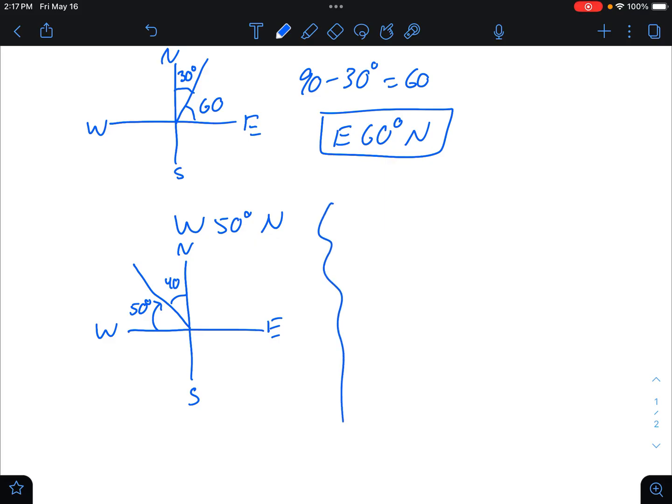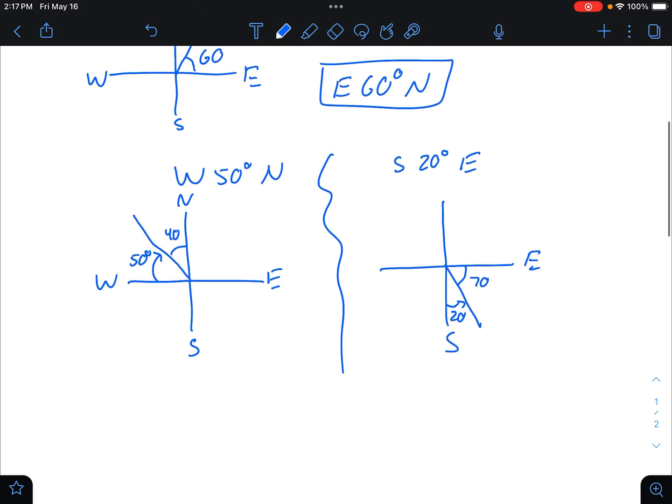Let's do another one. Let's do south, 20 degrees east. How that would look, this is my east, this is my south. It'd be south, 20 degrees towards the east. So it's like this direction. 20 degrees goes right there. Now, again, if we needed this angle, this would be 70. Okay, so that's how you read compass directions. Those ones are pretty easy in my opinion. They're not really that difficult to draw out.